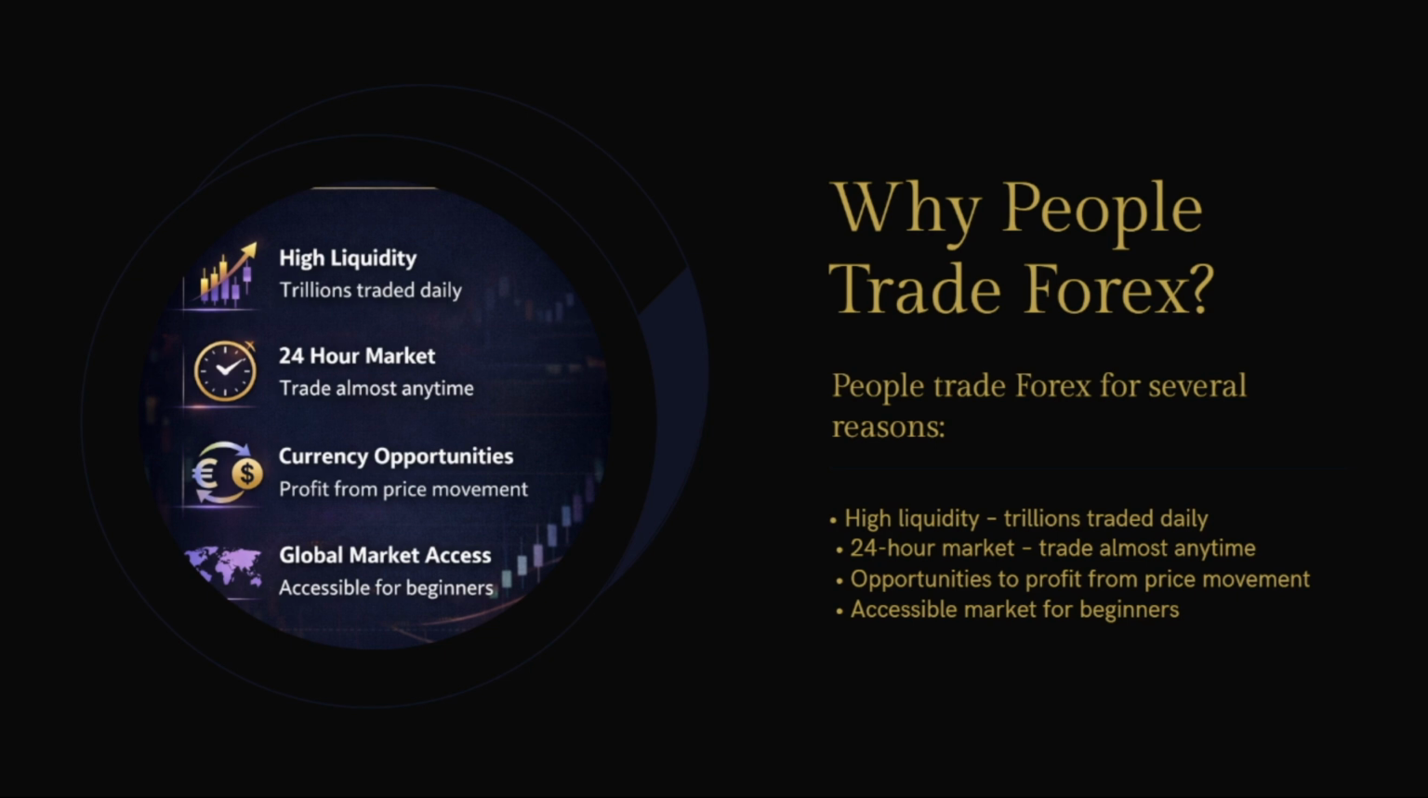Because so much money is constantly being traded, the market has something called high liquidity, and that means currencies can usually be bought and sold very quickly. So liquidity simply means there are always buyers and sellers in the market. And the Forex market is also considered accessible for beginners, because traders can start learning about the market with relatively small accounts compared to some other financial markets. So you don't have to have a large account to start trading. You can start trading with a small account and you can actually grow that.